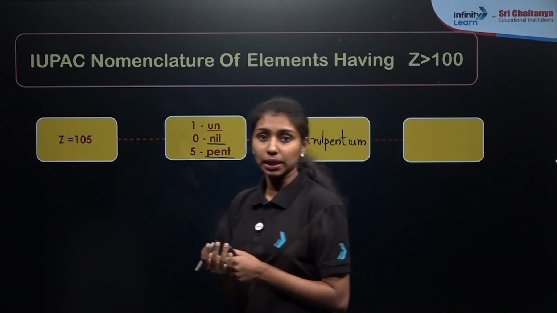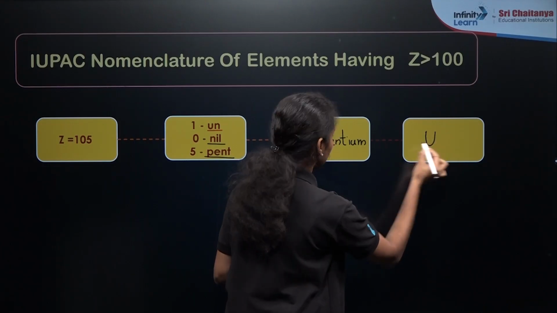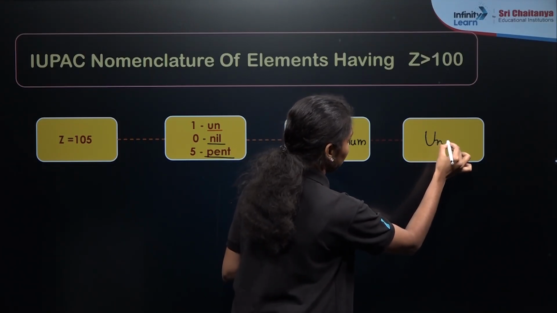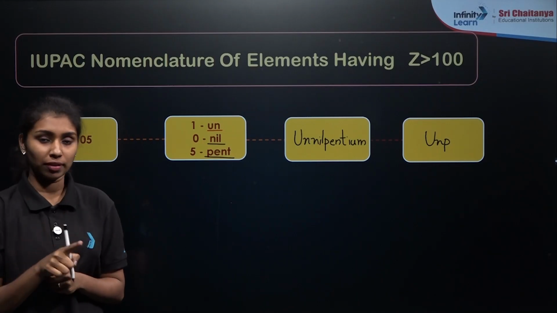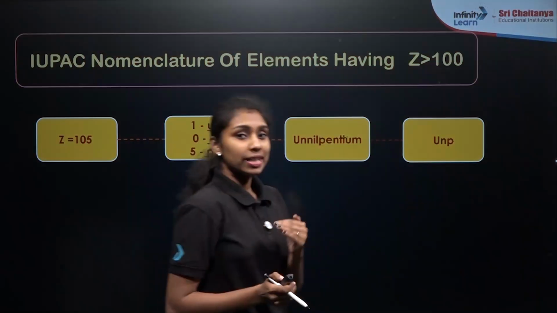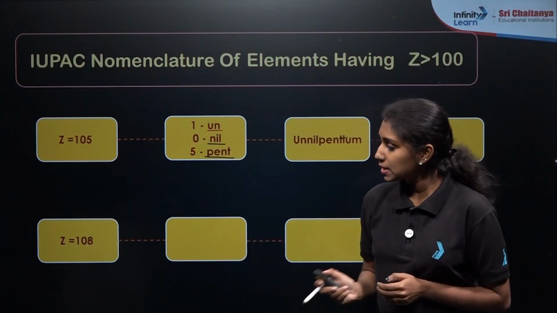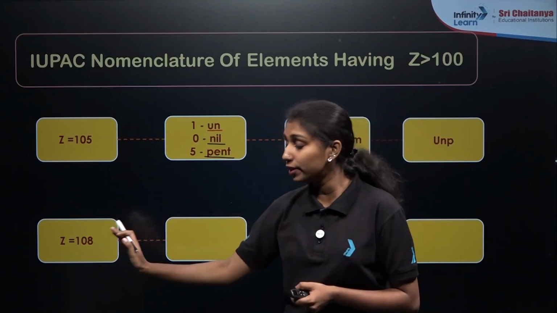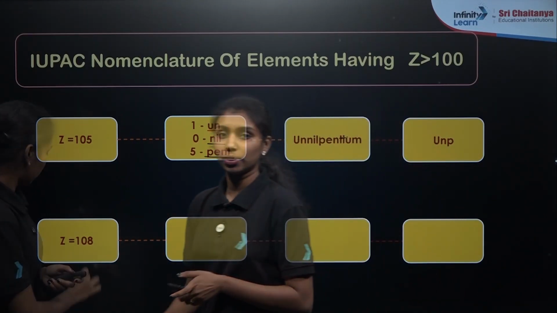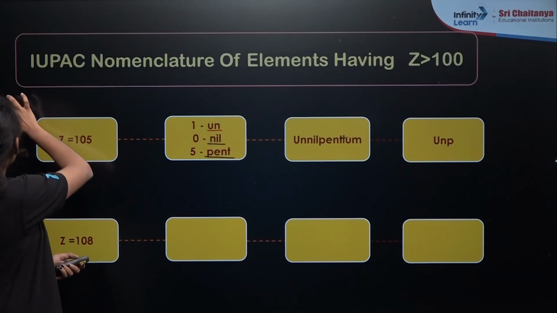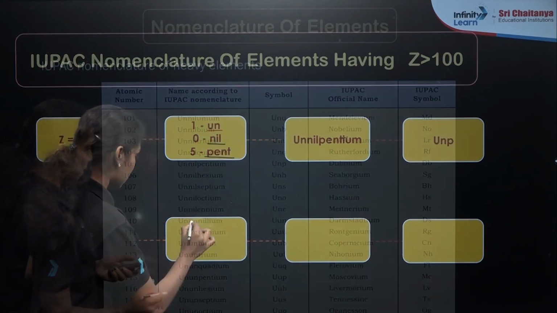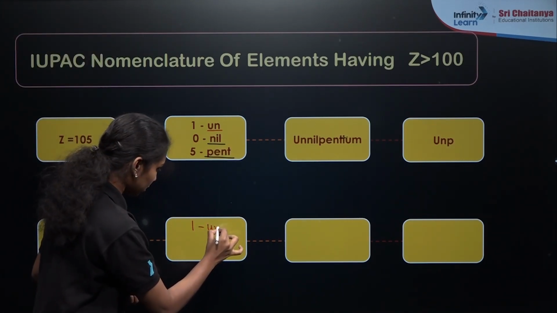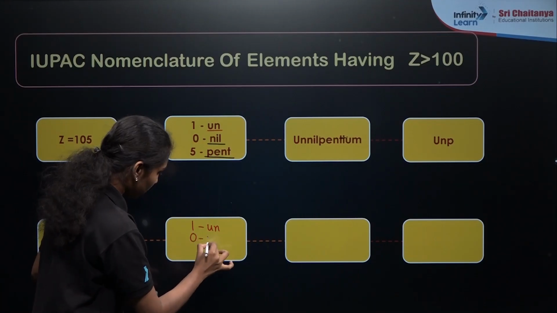Then what will be the symbol? First letter U, right? Then N, then P. So U, N and P will be the symbol for this element with 105. I hope you understand. Now try to find out the name of the element with atomic number 108. What will be your answer? So again here it is 108, right? So the digits will be 1, 0 and 8. So 1 will be un here, right? Then 0 will be nil.